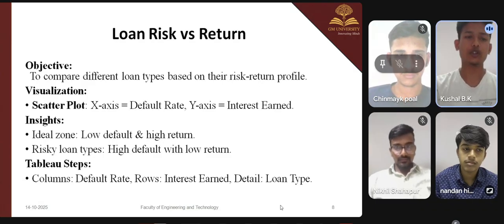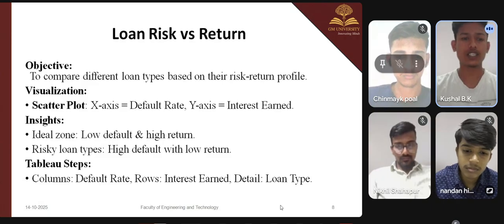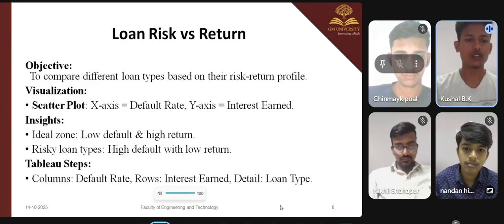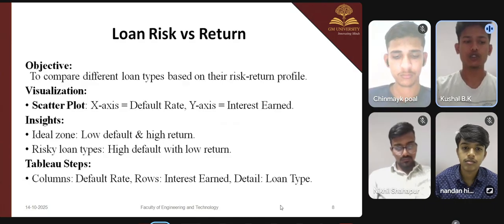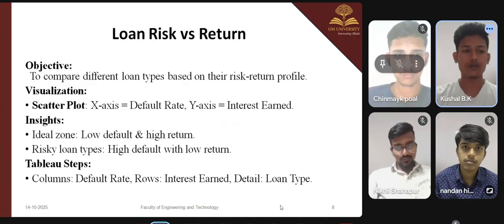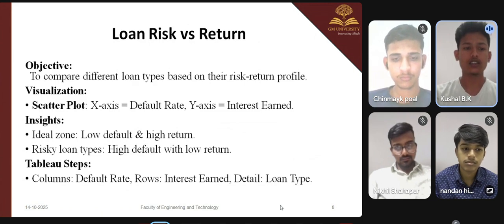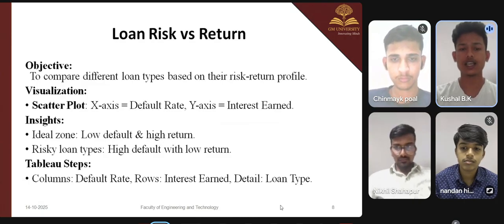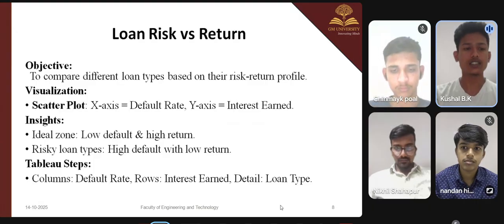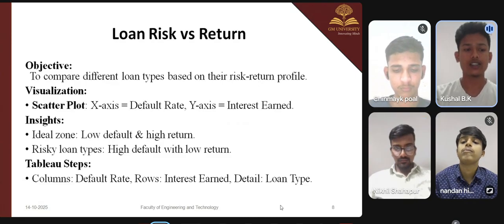Thank you, Nikhil. Now I am going to explain loan risk versus return. The objective of loan risk versus return is to compare different loan types based on their risk-return profile. For visualization, we use a scatter plot, with default rate on the x-axis and interest earned on the y-axis. The key insight is the ideal zone, with low default and high return, while risky loan types have high default and low return.